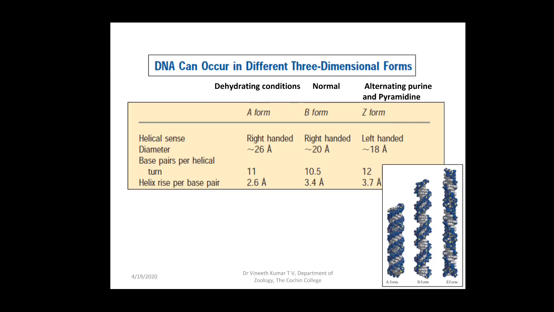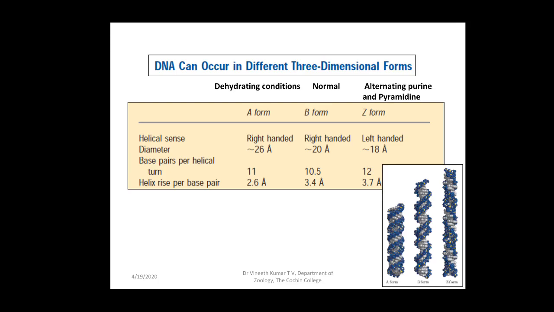And apart from the normal structure of the DNA described by Watson and Crick, there are other forms of DNA structure seen in different conditions, and two such forms are A form DNA and Z form DNA. B form DNA is the structure which was described by Watson and Crick. So we'll see what the A form as well as the Z form DNA are.